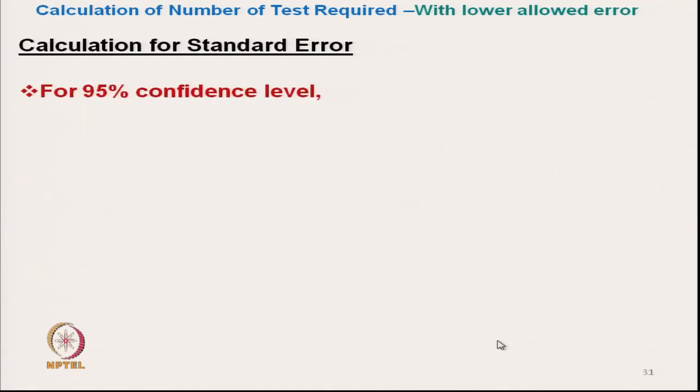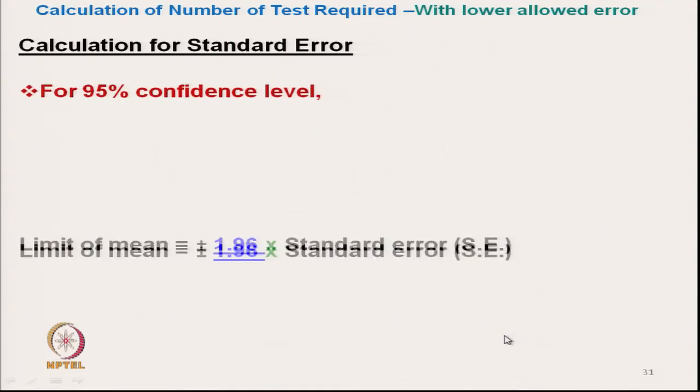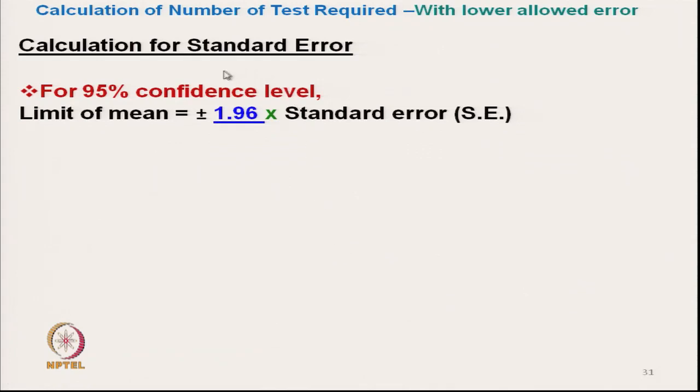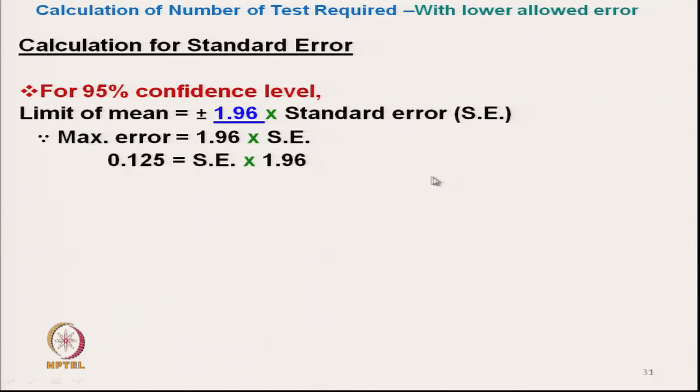Now, the confidence level is the same, that is why it remains at 1.96, okay, and from there we can calculate the standard error. So, standard error will be 0.125 by 1.96. So, standard error has become 0.064. This is the standard error. Okay.